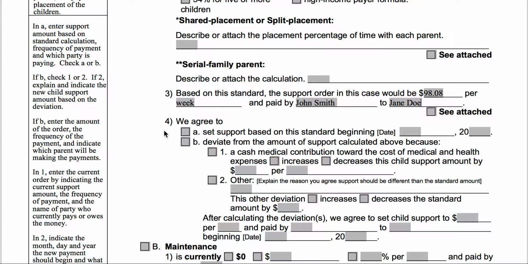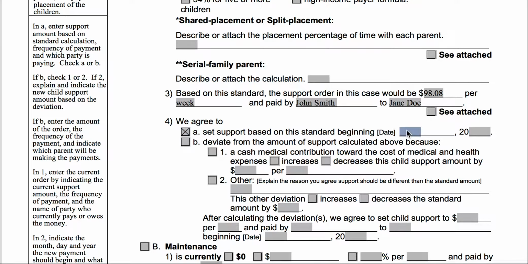Number 4 is where you're going to tell the court what you are actually agreeing to do. And you have 2 choices here. You can pick A. Under A, you're saying that you like this number. So if you look at this number we put in number 3 and you say, you know what, I love that number. I want that to be our new order, and this is what we're agreeing to. Then you would check A.